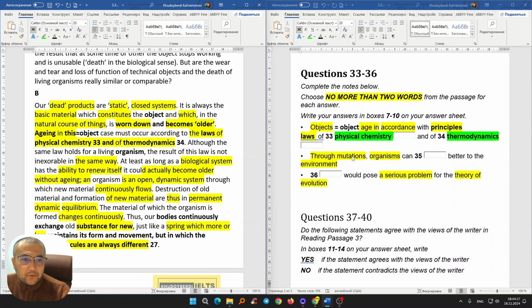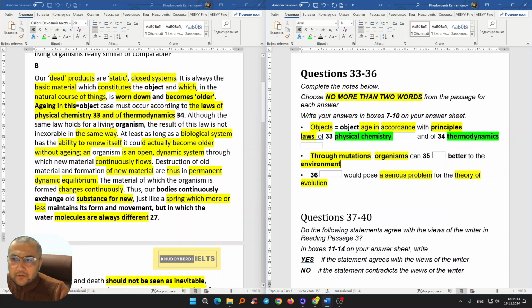Okay, the next one: through mutations organisms can better to the environment, right? All right, let's figure it out. So although the same law holds for a living organism, the result of this law is not inexorable in the same way, at least as long as the biological system has the ability to renew itself. It could actually become older without aging.